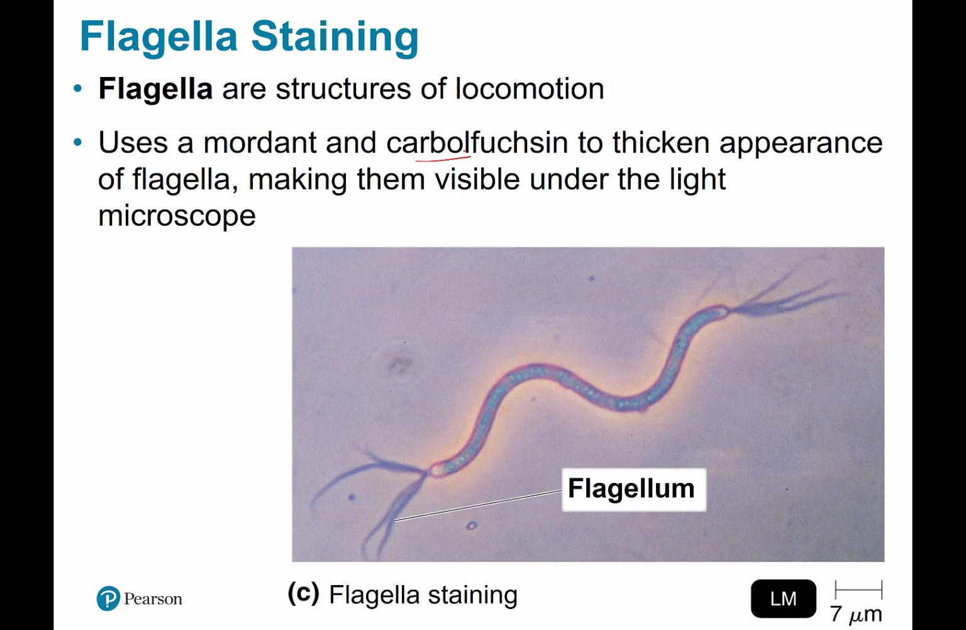And some organisms may only have one flagellum on one end of the cell. Others may have bipolar flagella. So for this particular organism, they have a tuft of flagella on each end of the cell. But you will need to use a mordant as well as a particular dye to thicken the appearance of the flagella. So it's a special staining technique.